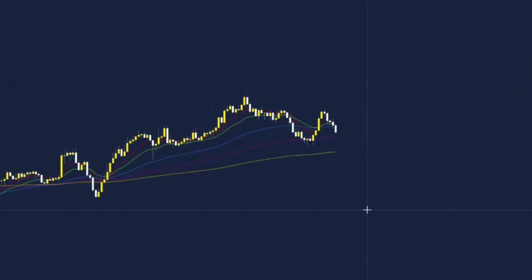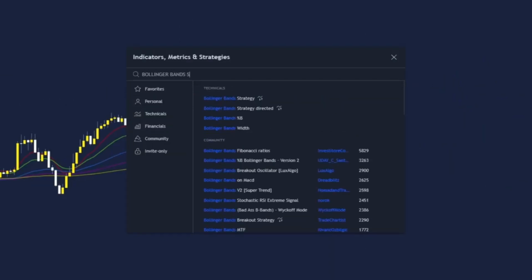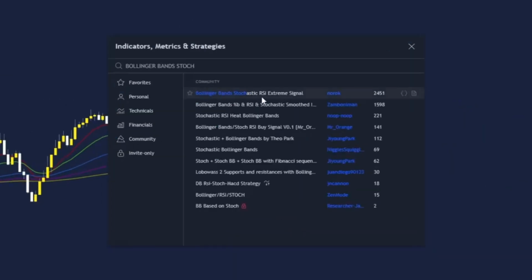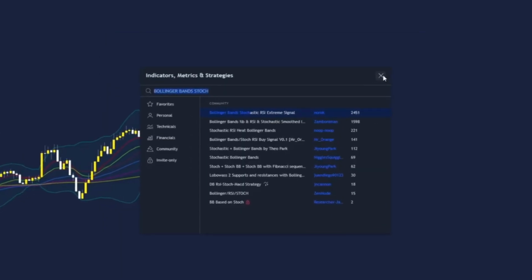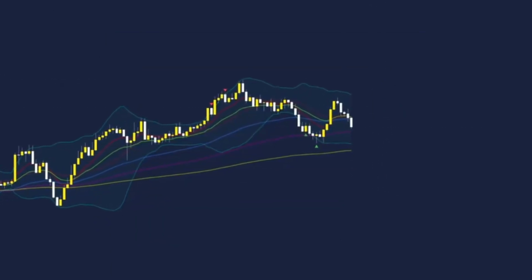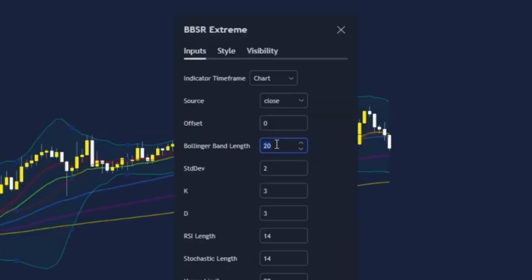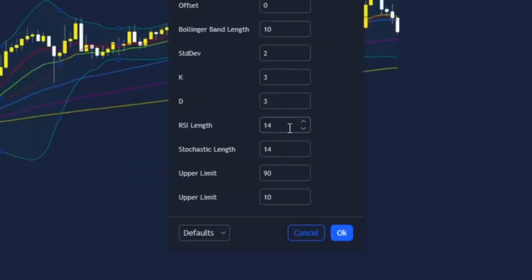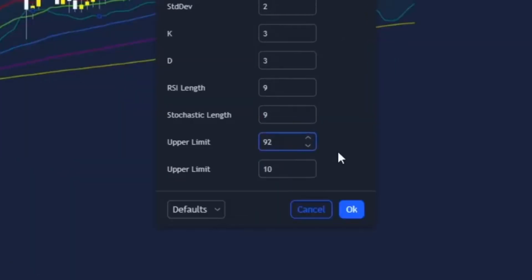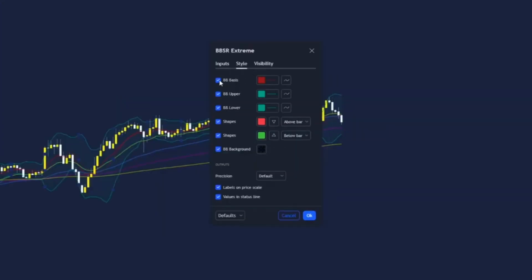For the second indicator, search Bollinger Band's stochastic RSI. It's this extreme signals one right here. Add this one to your chart, and let's get into the powerful settings for this strategy. Open the Bollinger Band indicator. In the input section, change the Bollinger Band length to 10, change the RSI length to 9. We'll also change the stochastic length to 9, and change the upper limit to 92 and the lower limit to 8. Finally, on style, untick BB basis upper and lower, as we won't be using these settings for the strategy.